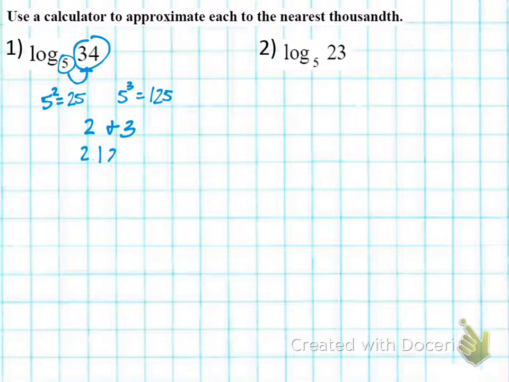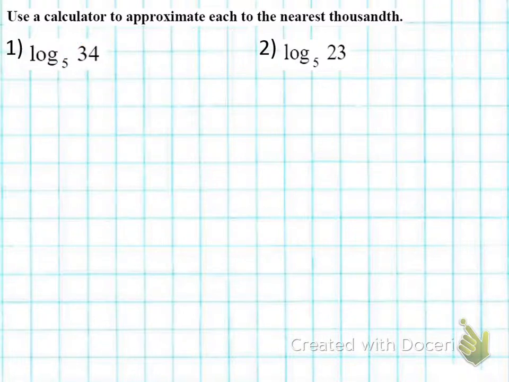So nonetheless, we want to think about this. The first thing I want to do is identify the different parts of my log. So this is our b, our base, and 34.